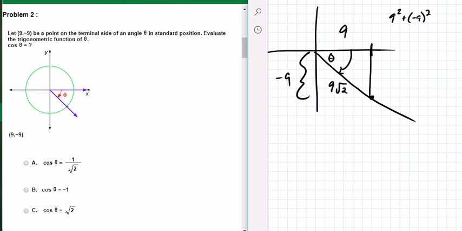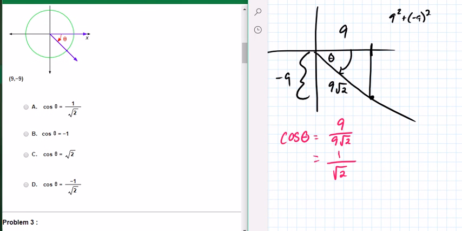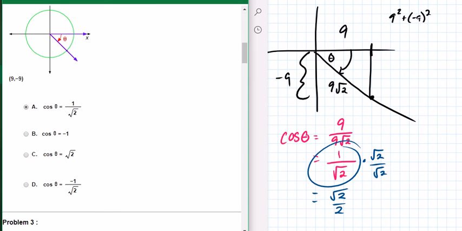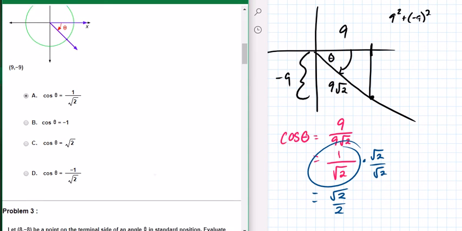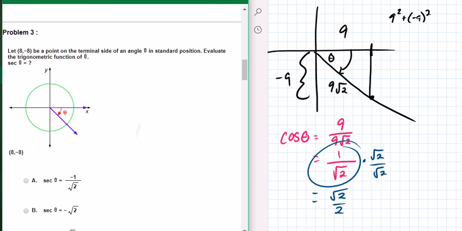So when I complete what they ask of me this time, the cosine of theta is going to be positive 9 over 9 radical 2, or that's 1 over radical 2, and if you were to properly go through rationalizing the denominator, it would be radical 2 over 2. However, here they don't rationalize the denominator, so your answer is A, 1 over radical 2.